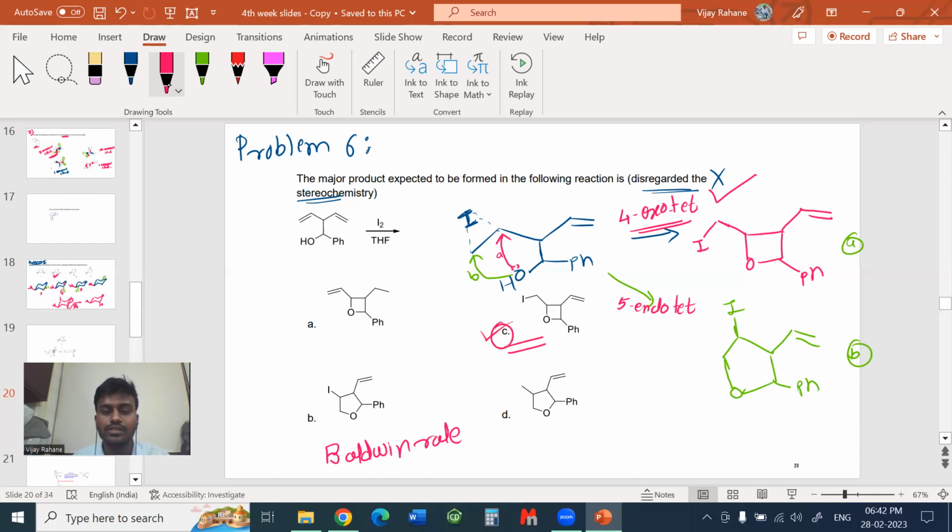So this one is the correct one, not this one. These are incorrect structures, so these are obviously not in the options. So between the choice of this and this, due to the Baldwin rule, the 4-exo-tet is preferred over 5-endo-tet, right? So C is the major product.